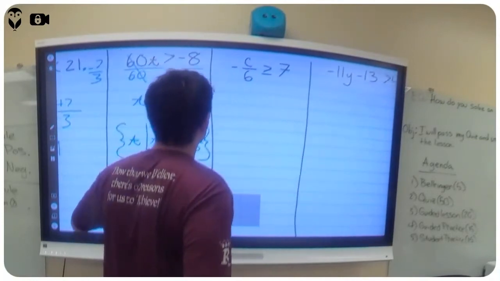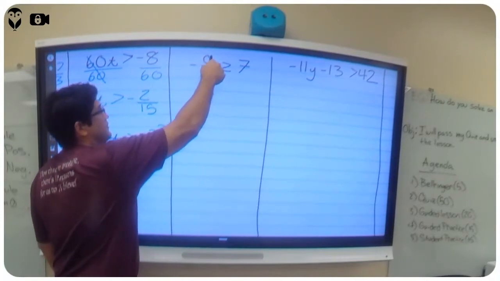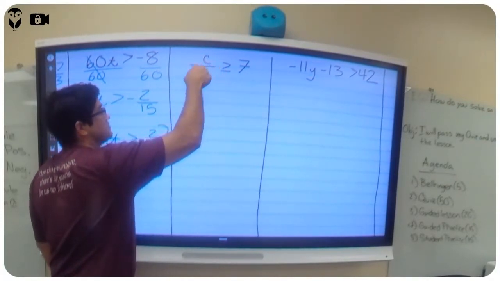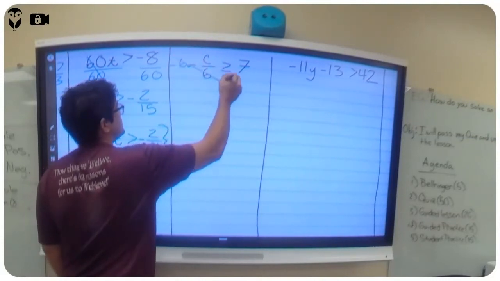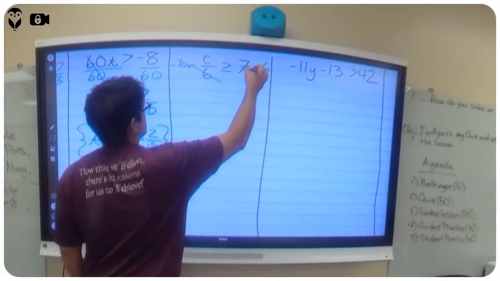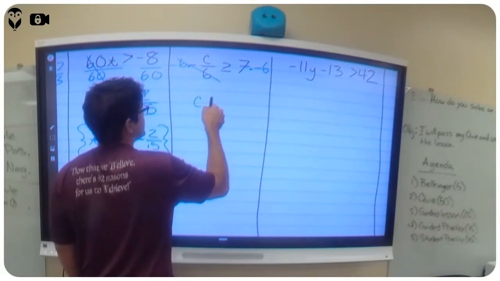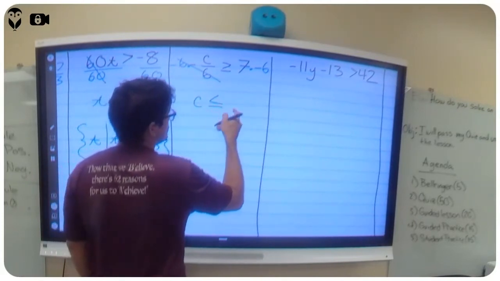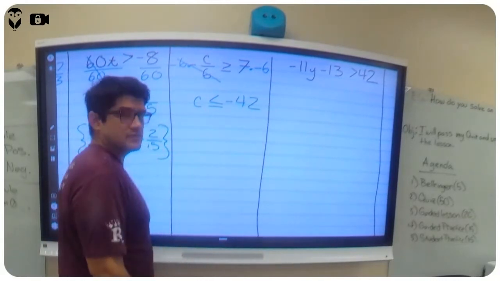Okay, next. What's the opposite of being divided by negative 6? Multiply by negative 6. So you're multiplying by negative 6. Cancel. Multiply by negative 6. Should put a dot up here. And my solution is c is less than or equal to negative 42. Okay?